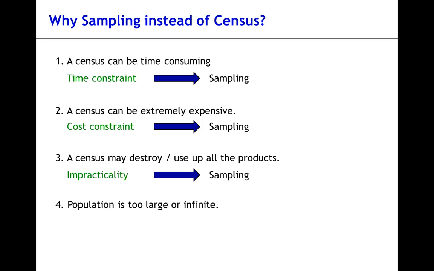4. The population is too large or infinite. For example, doing a census for customer satisfaction is just not possible, since the customer stream may be unending for as long as the product is being offered. So doing a series of sampling as a snapshot from time to time may be more sensible.